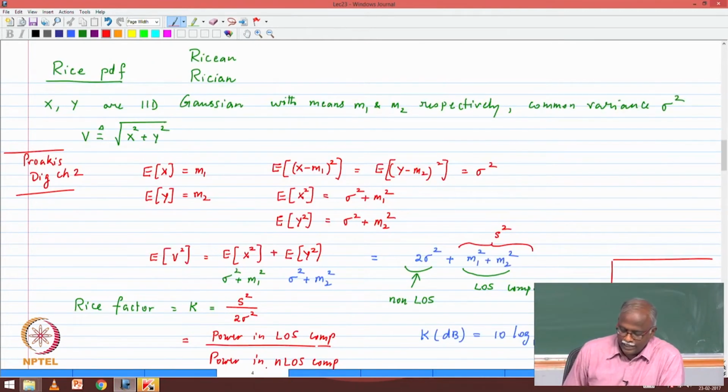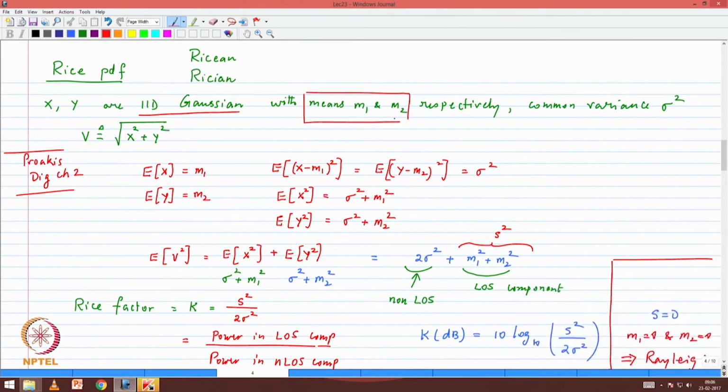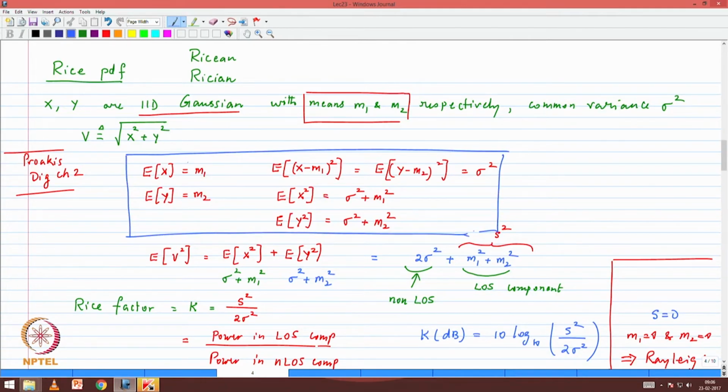After this, we had looked at the derivation of Ricean fading. So we looked at the case where x and y are IID Gaussian, no longer zero mean, but with means m1 and m2, which basically gave us this set of equations, which are very, very useful for us to always keep in mind. This set of equations says expected value of x, expected value of y, and the variances and the relationship with the variances. So this leads us to expected value of v squared, the mean of the power of the received signal, that is given by 2 sigma squared plus m1 squared plus m2 squared.